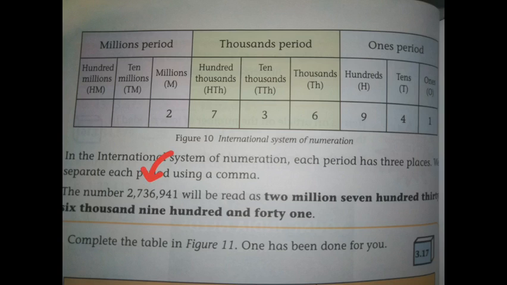An example is given. The number 2736941 is separated using the international system with commas. As I said already, each period has 3 places. So the first 3 places from the right side show the ones period. After the ones period, again 3 numbers are represented and separated using a comma, which shows the thousands period. Again, after crossing the thousands period, only one number is represented, which shows the millions period. The given number will be read as 2,736,941. In this way, we have to read the number, children.